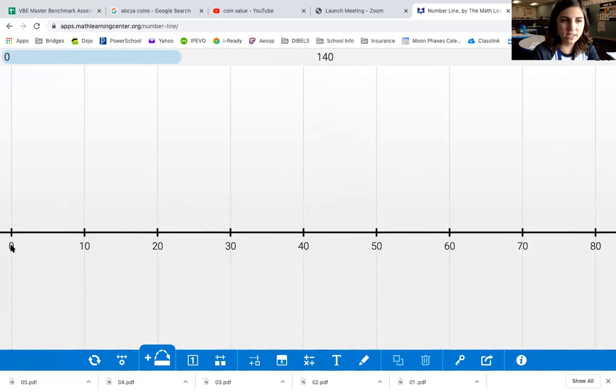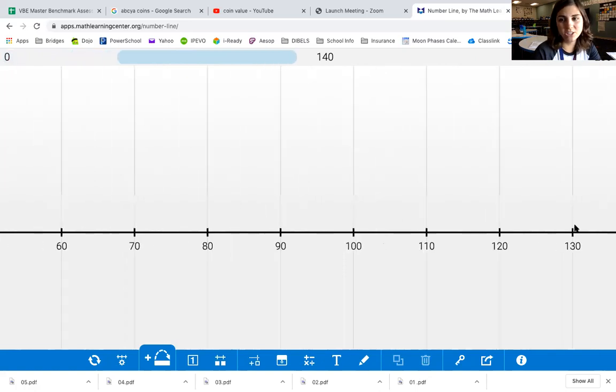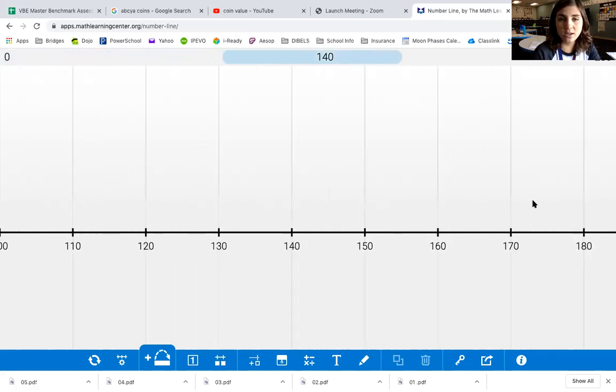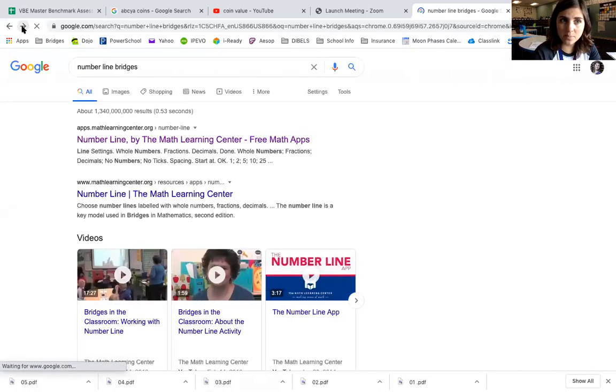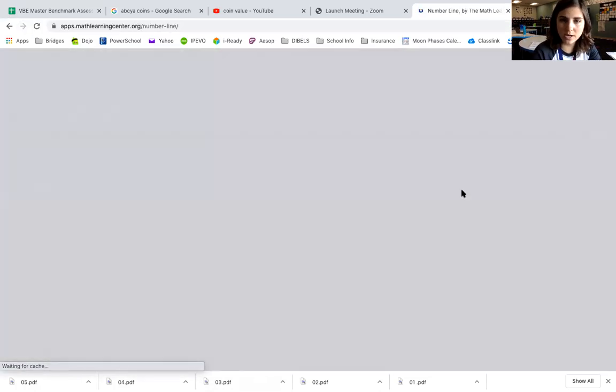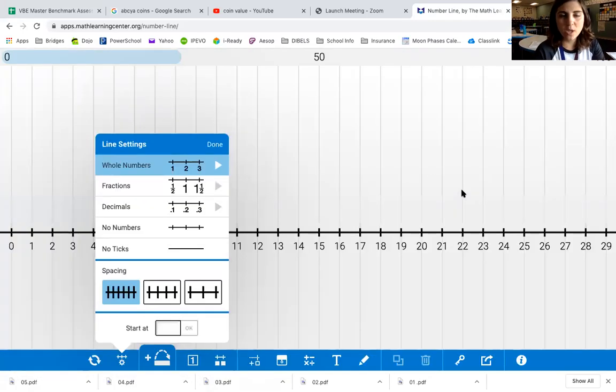So this is our number line. And you can see that it goes from 0. We are counting by 10, so it's going to go all the way to 100. It actually continues to go on and on and on, I think. Yep. So on my number line, I can either see the numbers or I don't have to see the numbers. So we're just going to count.